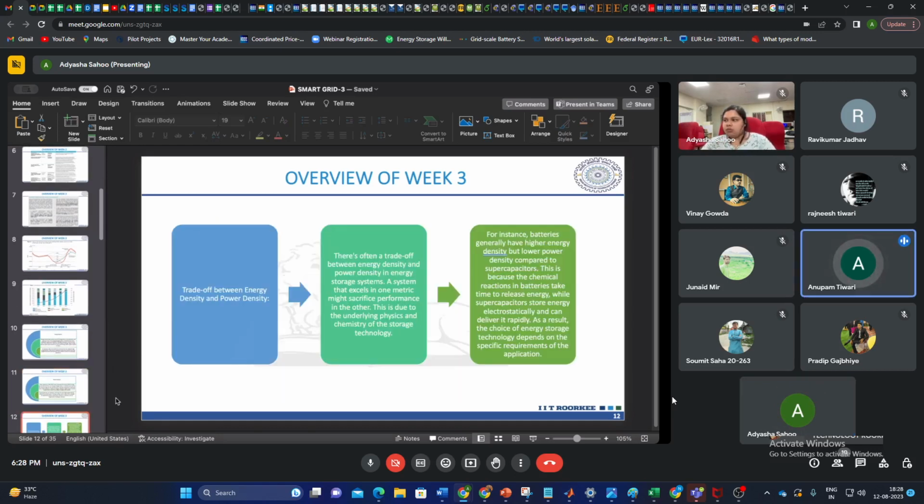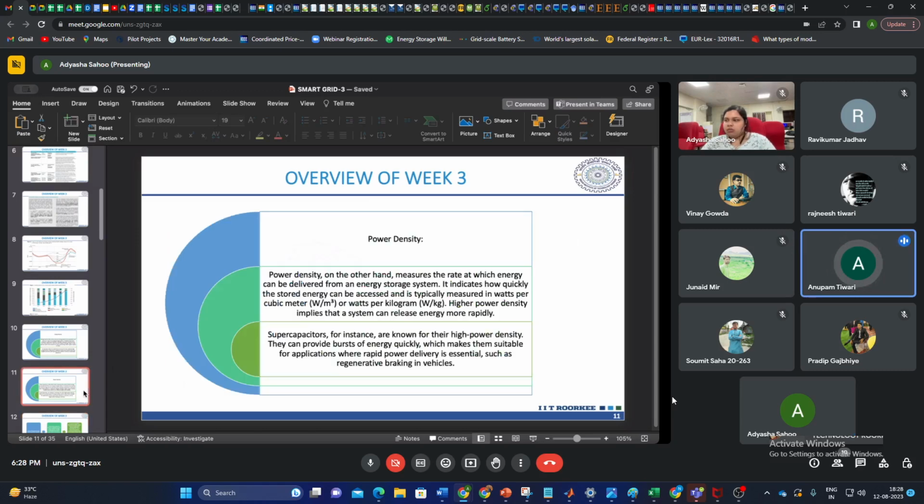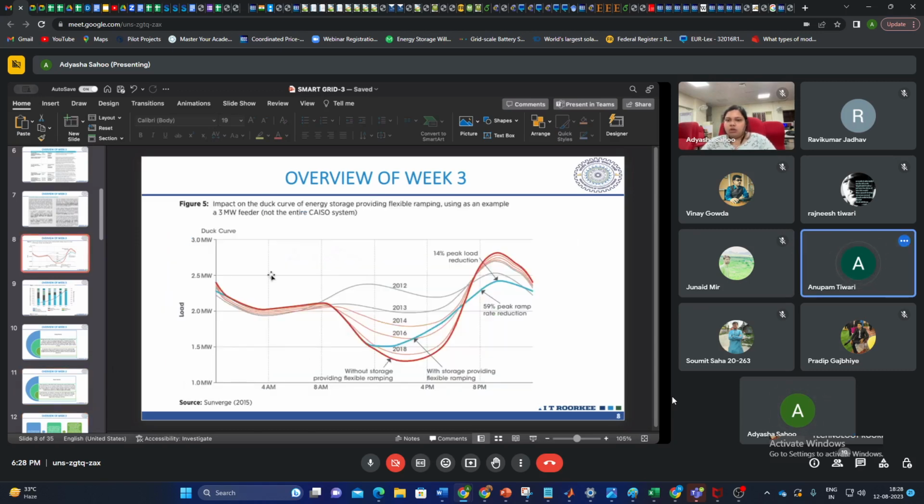Ma'am, any practical example of ramping? Because the capacitor we discussed is still not matured. So yes, we will come to that.